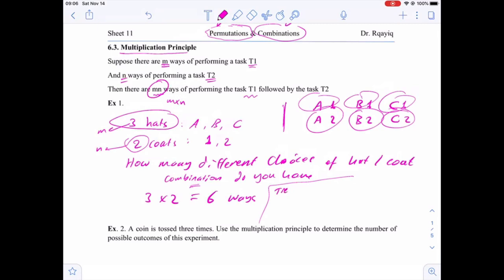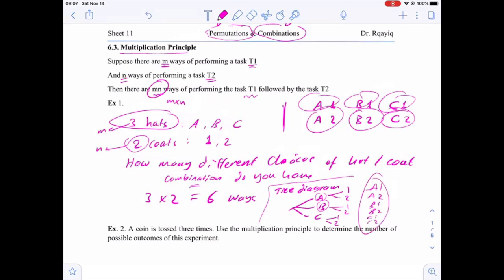There is also a very interesting way of illustrating this that depends on what's called a tree diagram, and this is very powerful when we study counting principles, counting techniques, and probabilities. So for example, you start with hats, you have A, B, C, so you can choose one of those 3 hats, and after choosing hat A, you can choose coat 1 or coat 2. If you choose hat B, you can choose coat 1 or 2, and similarly for hat C. So you have those combinations: A1, A2, B1, B2, C1, and C2.